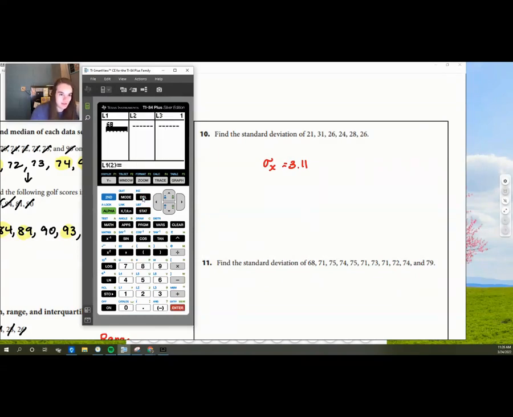So 68, 71, 75, 74, 75, 71, 73, 71, 72, 74, 79. Okay, Stat, Calc 1, go all the way down, and our standard deviation is 2.76. All right, glue this in on the appropriate page and you can start your assignment.